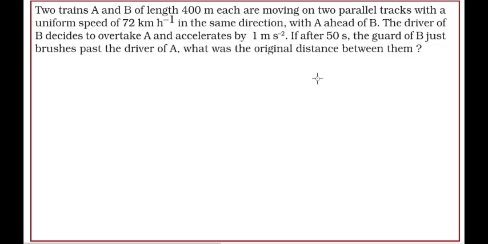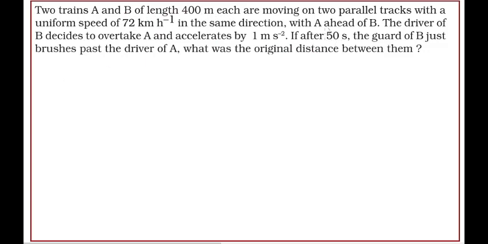In this question, there are two trains, A and B. The length of each train is 400 meters, and they are traveling with a speed of 72 kilometers per hour. You should convert that into meters per second by multiplying by 5 by 18, because the other values are in meters, so you can't use kilometers and hours.